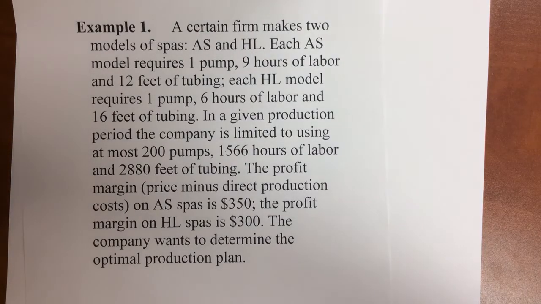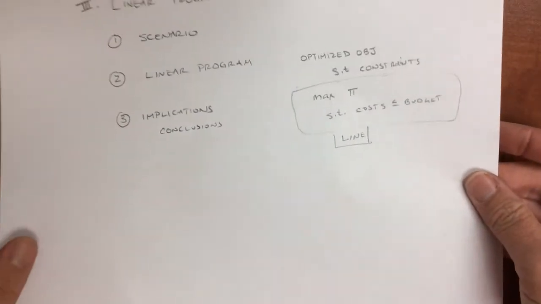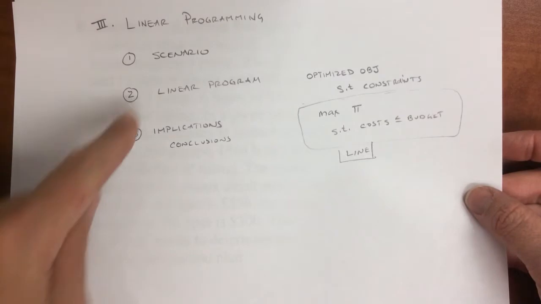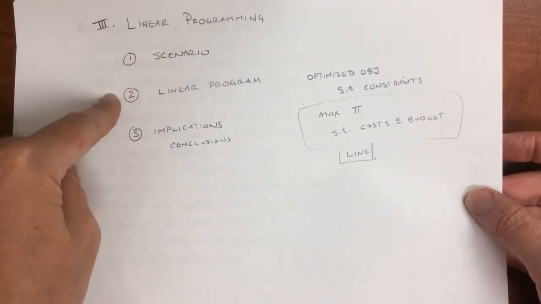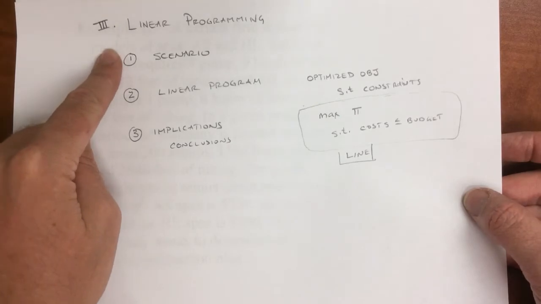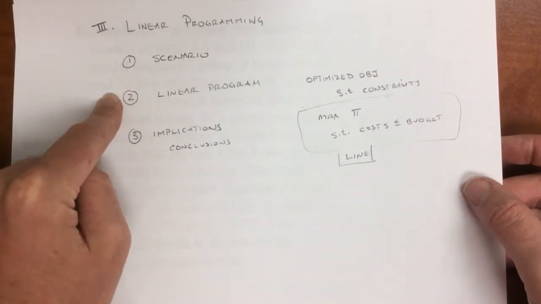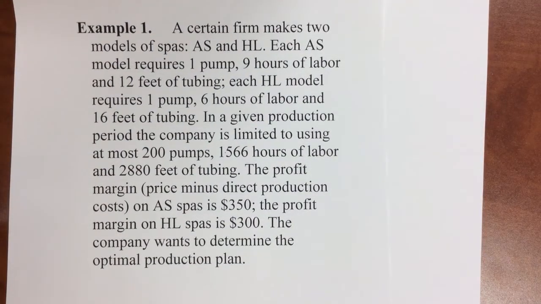Example 1 in our linear program. So here is when we think back of what we talked about with the linear program. We have 3 steps: the scenario, the linear program, and the implications. We're going to give you an example here of what the scenario is, how to write out and solve the linear program graphically.